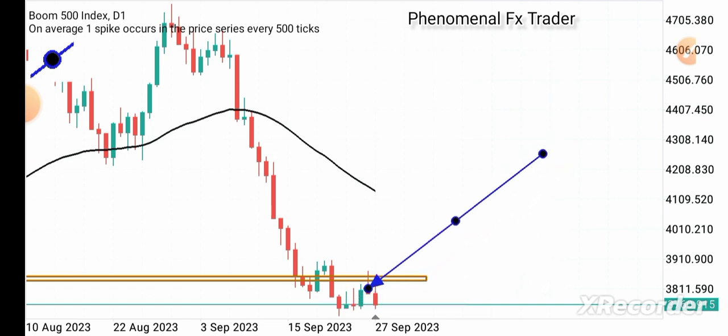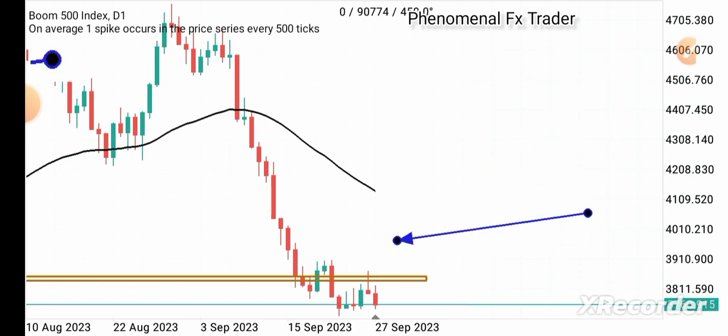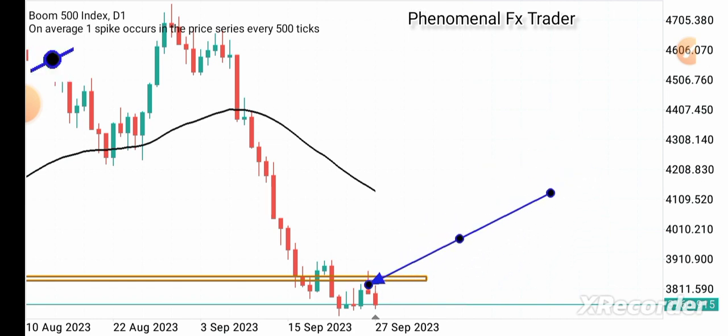So after retesting, it formed this on the daily time frame. When you see this kind of candlestick pattern formation on the daily time frame, it signals a reversal. I don't want to complicate things. I would have mentioned something else here. Okay, let's look at this, guys.